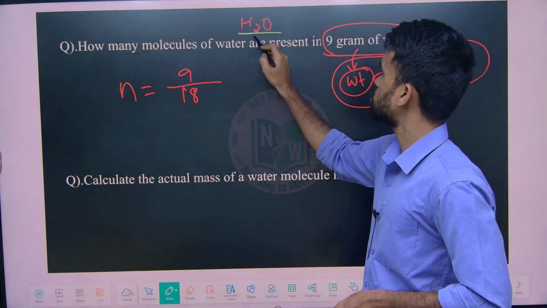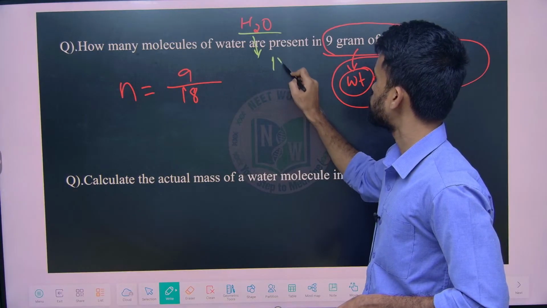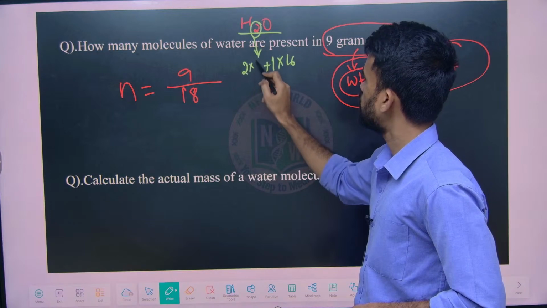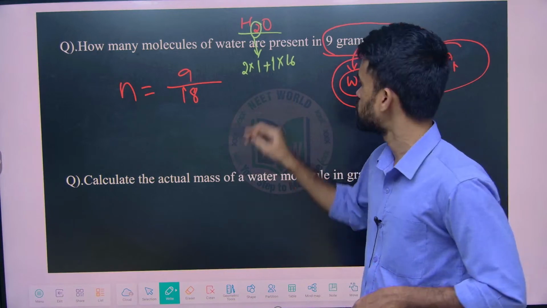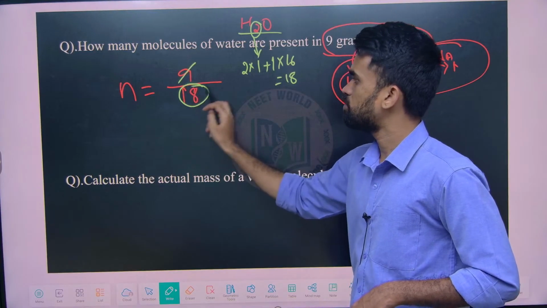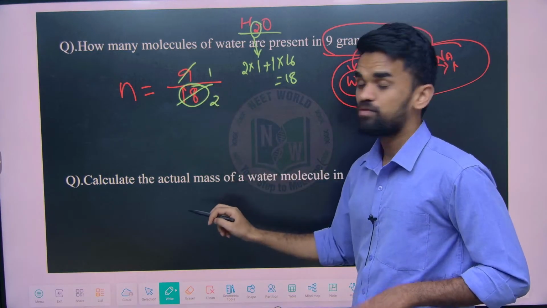Simple. How many oxygens are there? 1 oxygen. So 1 into 16. Plus how many hydrogens are there? 2. So 2 into the atomic weight, which is 1 for hydrogen. So 2 plus 16, 18. That's why I have taken 18 here. So 9 by 18 means half a mole we got.